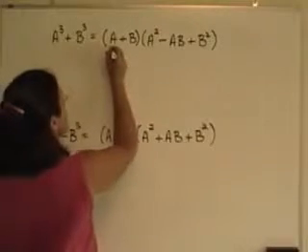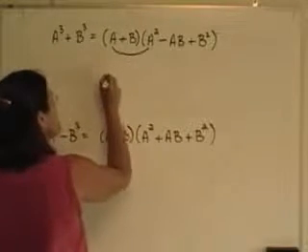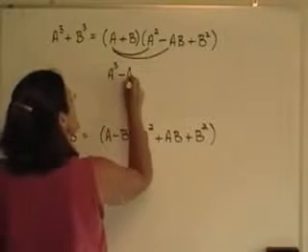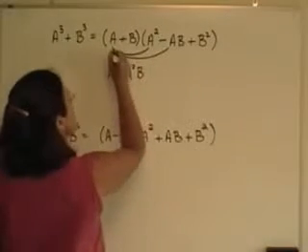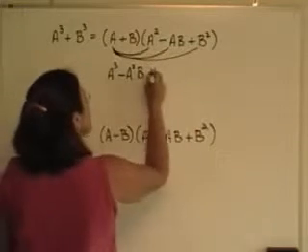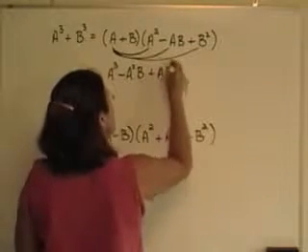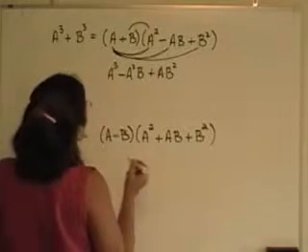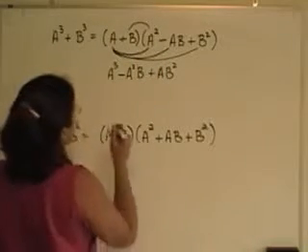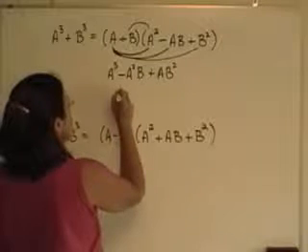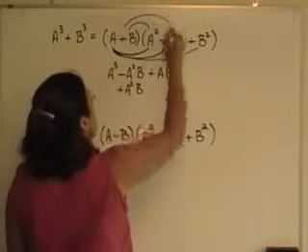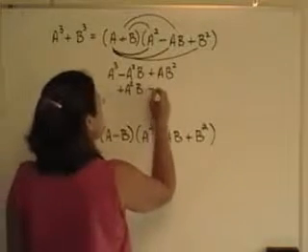If I multiply this out, a times a squared is a cubed, and here I have a minus a squared b, and here I have a plus ab squared. Now I'm going to multiply the b times every term in the trinomial. I have here a positive b times a squared. I'm going to write it in this order, a squared times b. And here I have a minus ab squared.